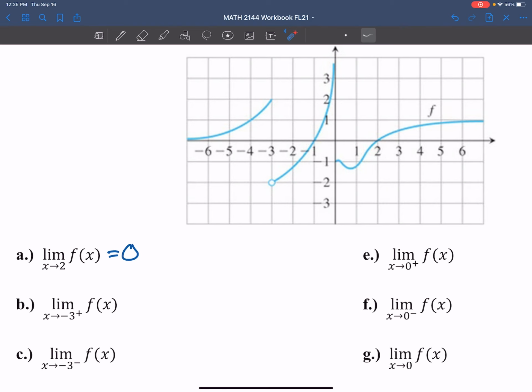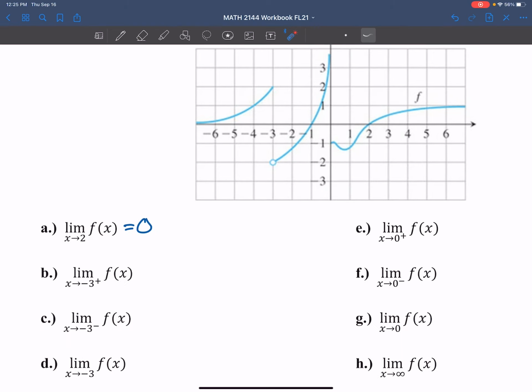We have, in the case of B and C, our one-sided limits. So if we look at this, this time we're approaching -3 from the left-hand side. So in this case, what is the one-sided limit? It is going to be -2.